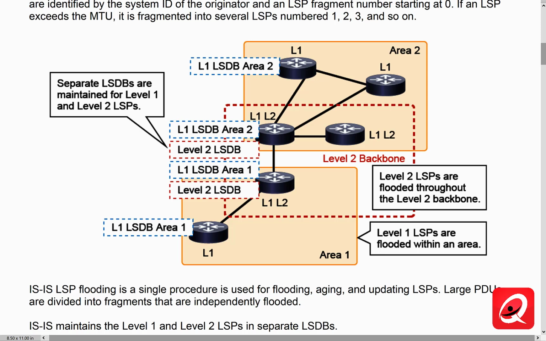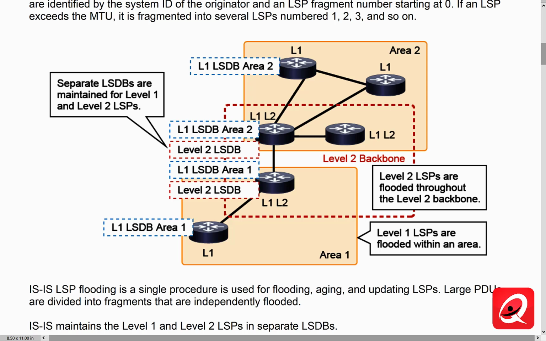Okay? So in ISIS, this link state packet flooding is a single procedure for both flooding out the original link state packets, for aging the link state packets, for updating them, and so on. So it is more likely that we're going to see large PDUs, and they are going to have to be divided up into smaller pieces. And as I've mentioned several times, in ISIS we maintain a separate level 1 and level 2 link state database for these packets. That's also different than OSPF.